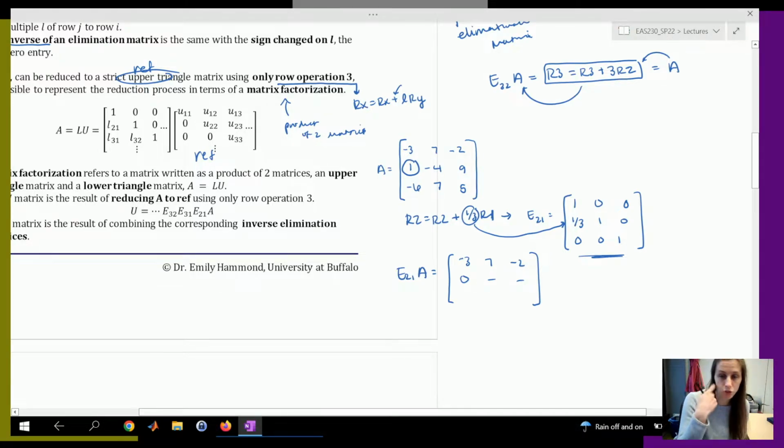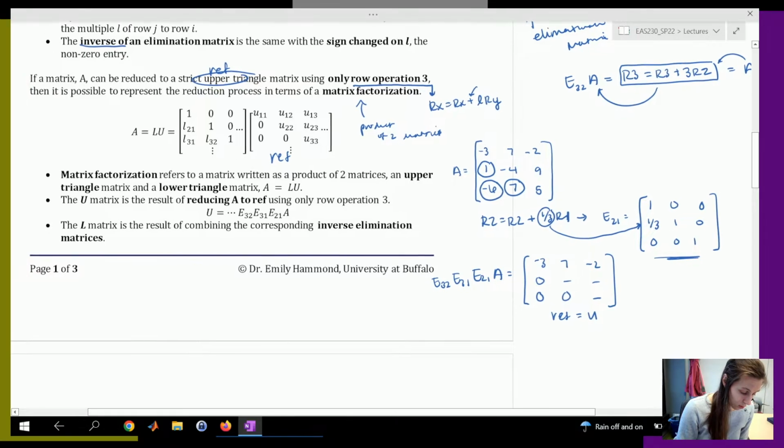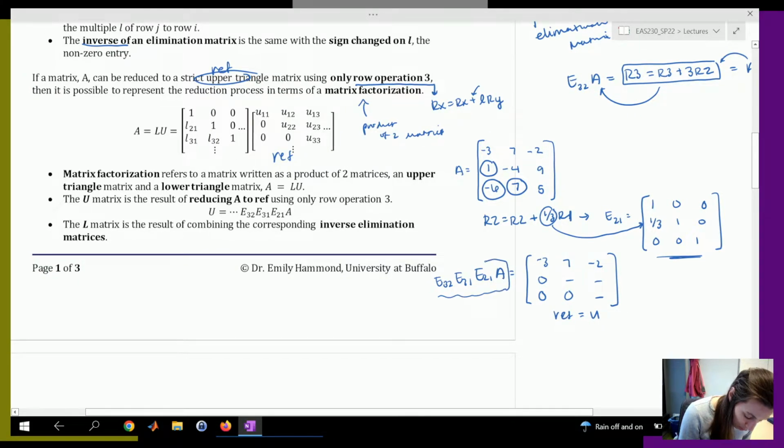And I can do that for my other zeros as well. So I can go ahead and make this a 0. So I can do E31, so I can use row 1 to do that. What that's going to do is that's going to give me a 0 here. And then lastly, I need to make this a 0. So E32, using row 2. So that would give me a 0 here. So this here is REF, or it's U. It's equal to U. So this multiplication represents my 3 row operations that I can use in order to reduce A to REF.